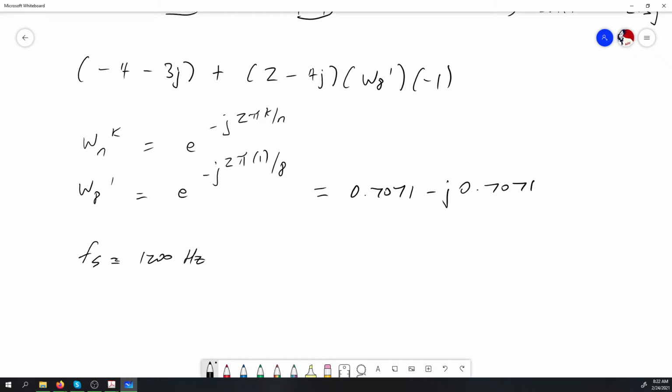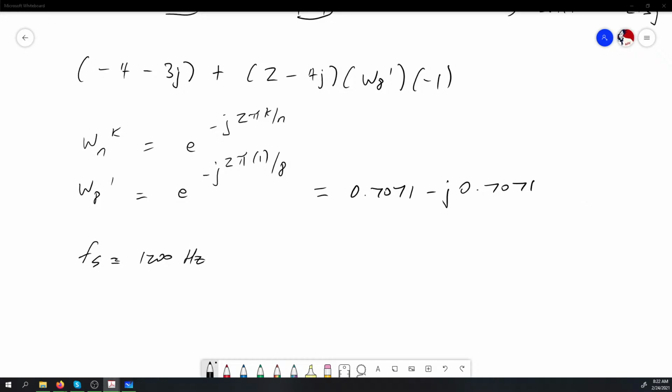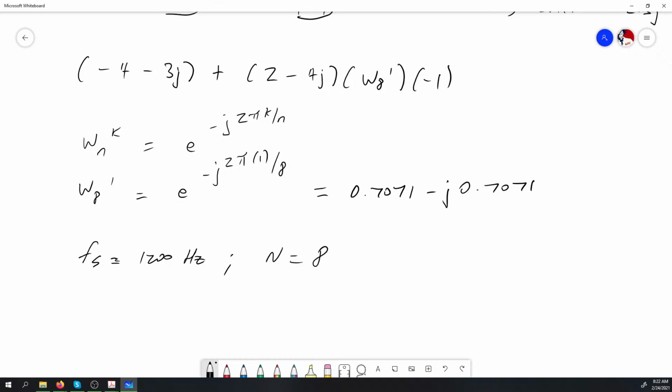And because f of s here was equal to 1200 Hz, we need to figure out the frequency bin spacing, where we know N here was equal to 8. That means delta f is going to be f of s divided by N. 1200 divided by 8 means that we will have a bin spacing of 150 Hz for each frequency component.